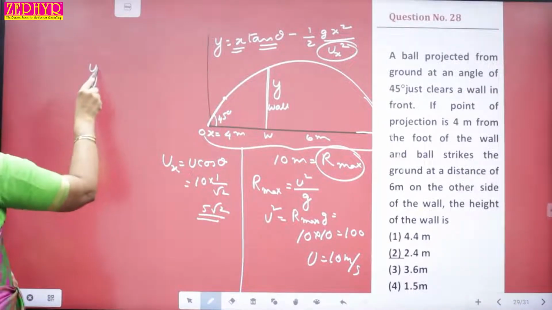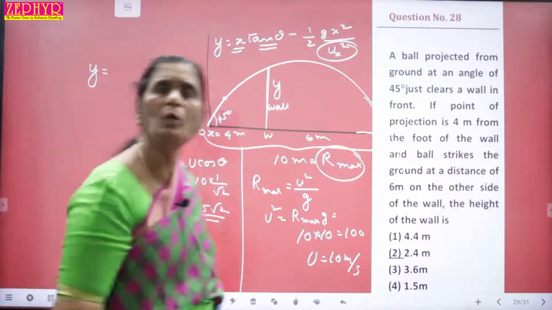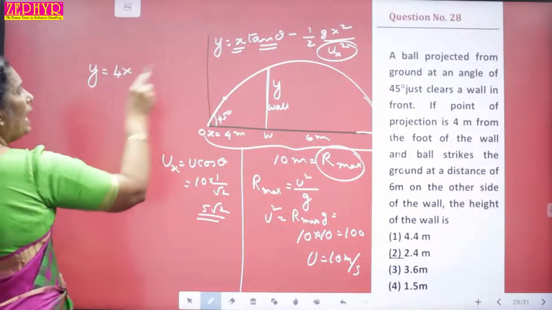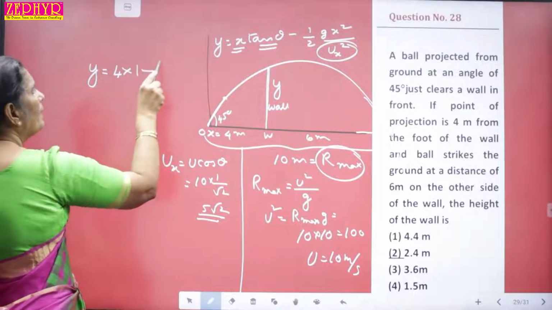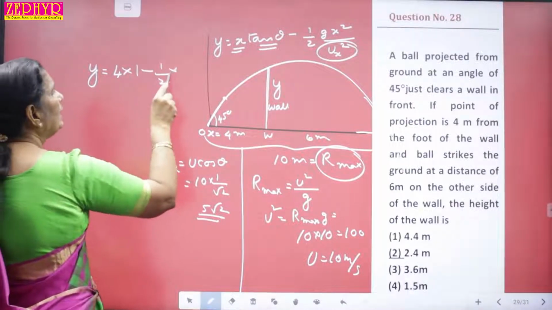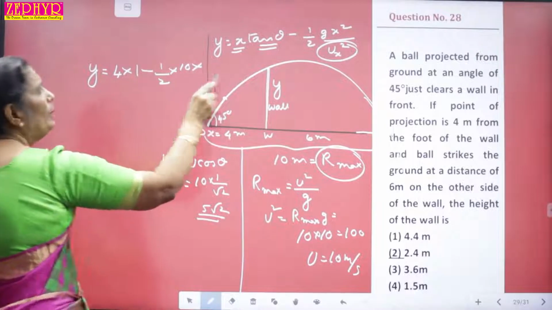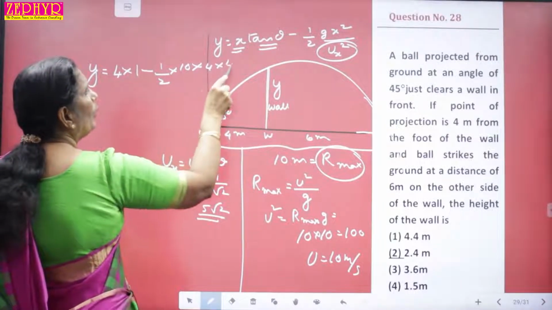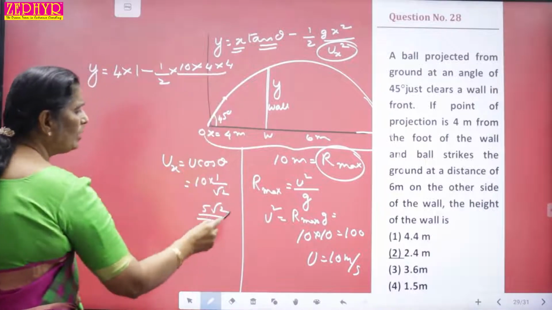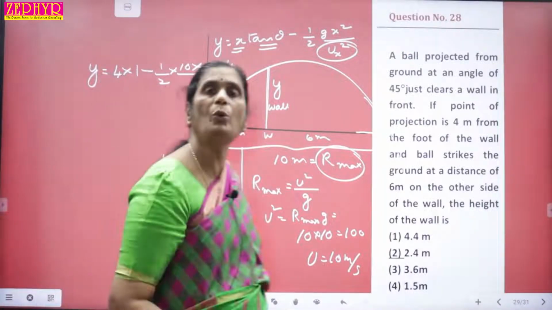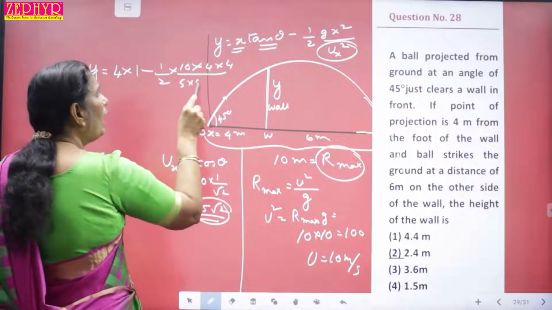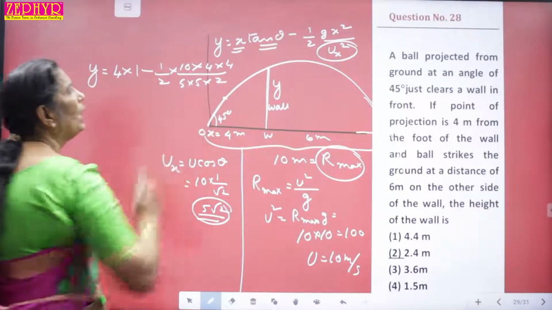So y is the height of the wall. y is equal to x tan theta minus half g x square by ux square. What is x? 4. Tan 45 is 1, minus half into g, taking g as 10, into x square. What is x square? 4 into 4 by ux square. What is ux square? 5 root 2 the whole square.